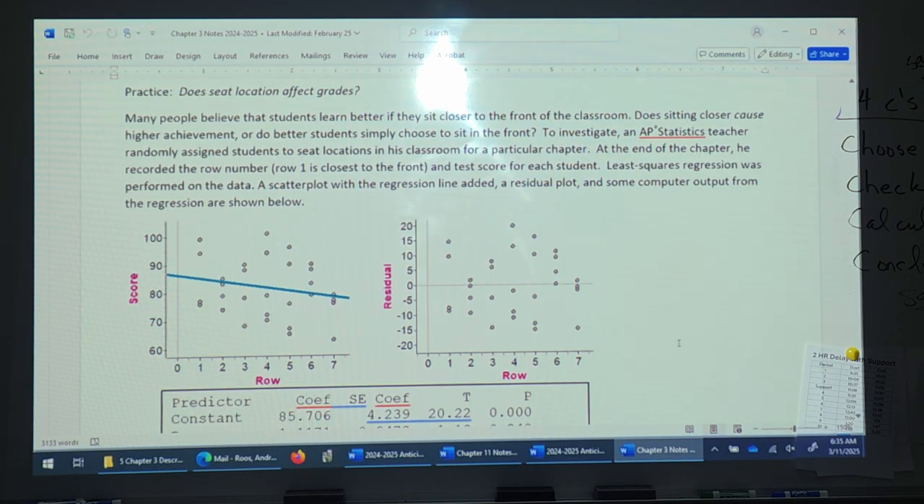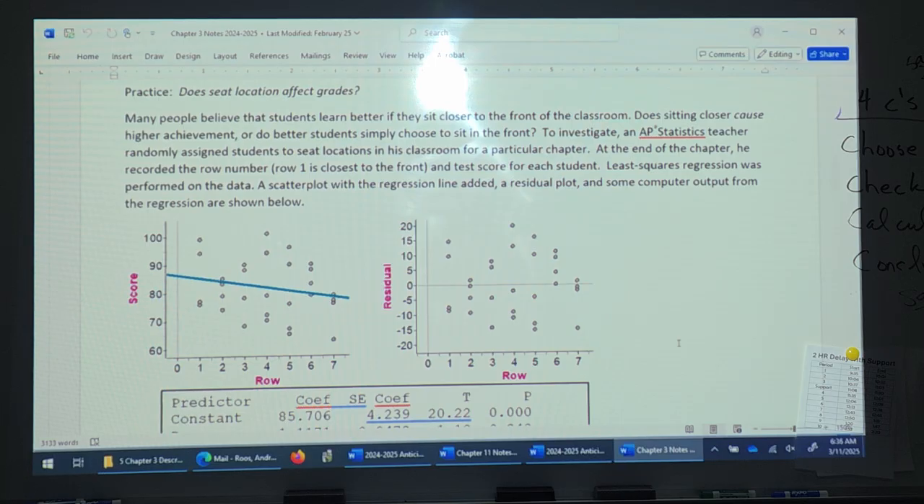All right, so for today, picking up where we left off, does seat location affect grades? So many people believe that students learn better if they sit closer to the front of the classroom, so does sitting closer cause higher achievement? Or do better students simply choose to sit in the front?